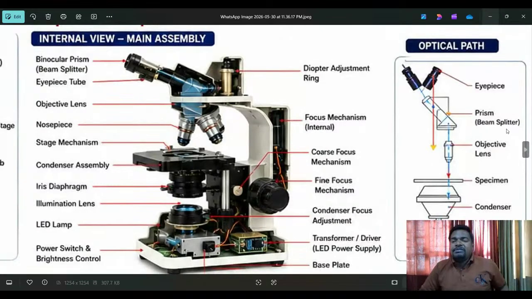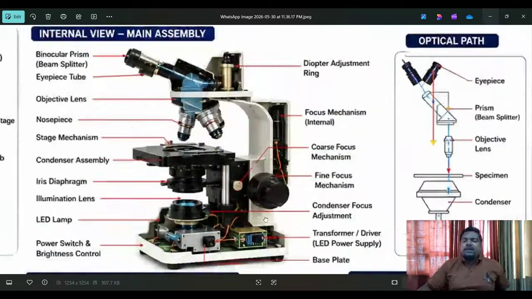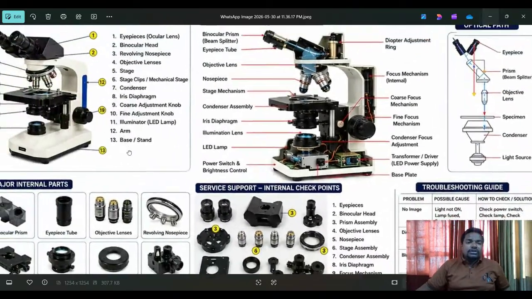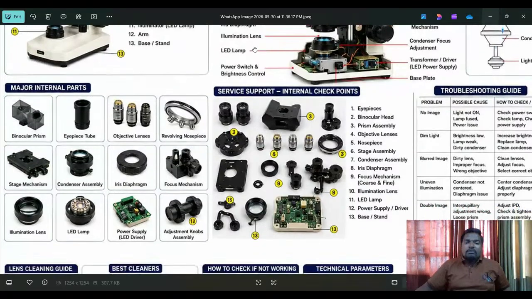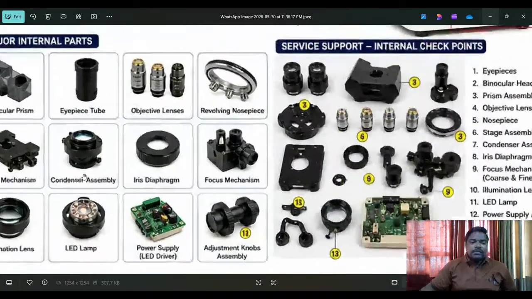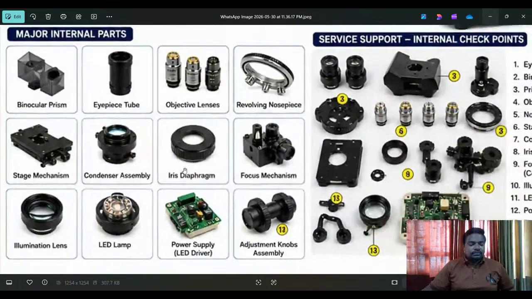Eyepiece, prism, beam splitter and objective lens. See here, I'm giving points on how to look and how to keep everything here. Then you can find out the optical path is very, very important. Next, the specimen. You have to keep the specimen on the stage, by using the slide holder, and there is the condenser and the light source. Okay, right. This is the optical path of the binocular microscope. So this is the complete information. Next, come here. Measure internal parts. See, I am going to show you very clearly.